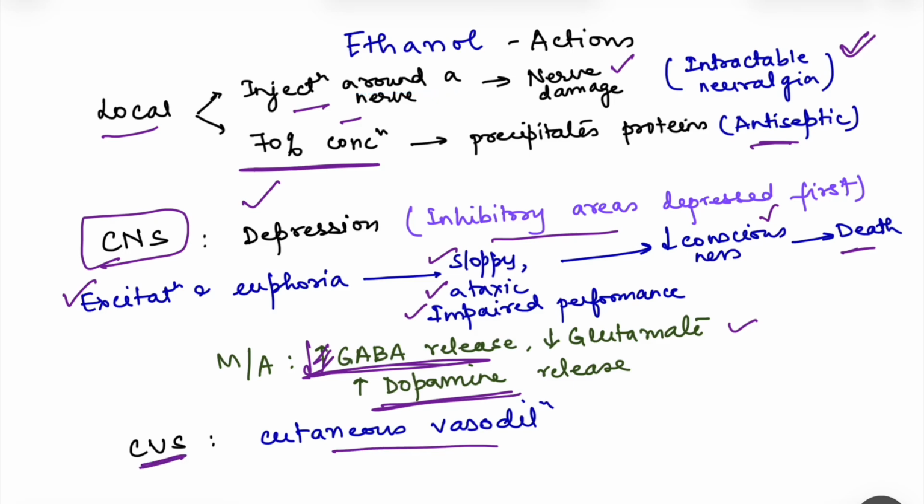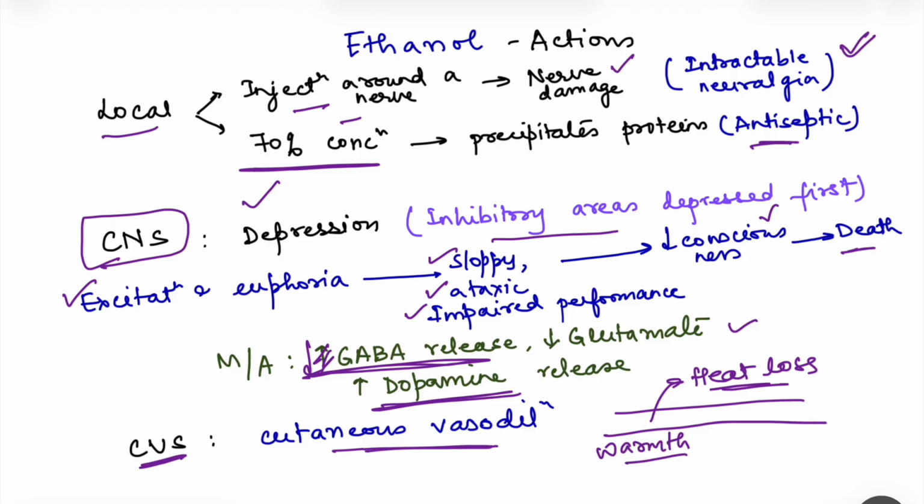Actually, it causes cutaneous vasodilation. So on your skin there is vasodilation, and whenever there is vasodilation on the skin, what will happen? There will be heat loss. Okay. So initially, because of the vasodilation on the skin, the person will feel warmth. But because of excessive heat loss, the body temperature is going to drop.